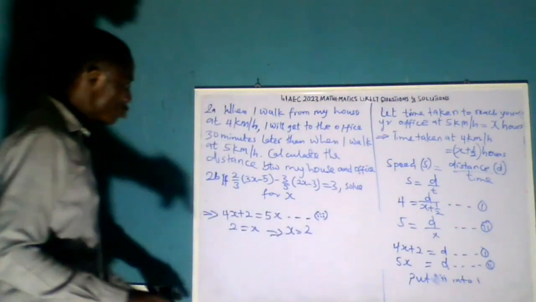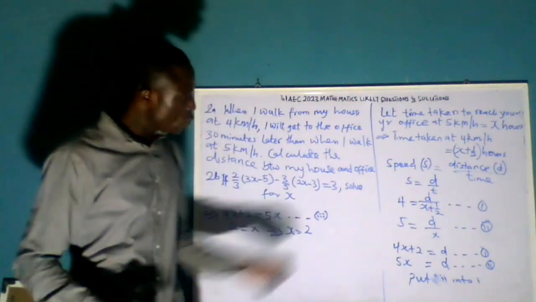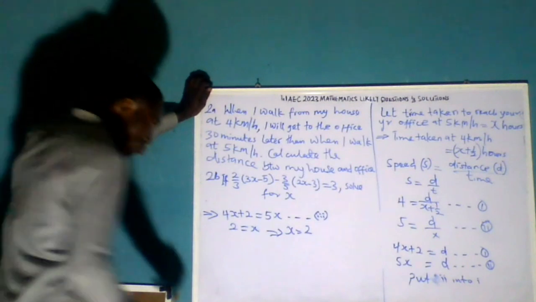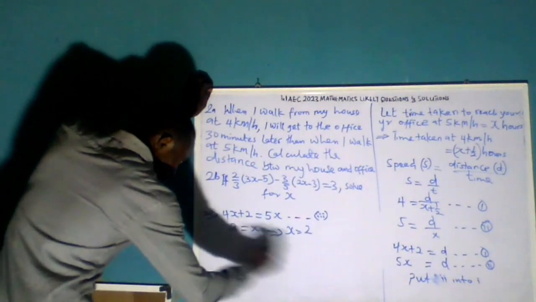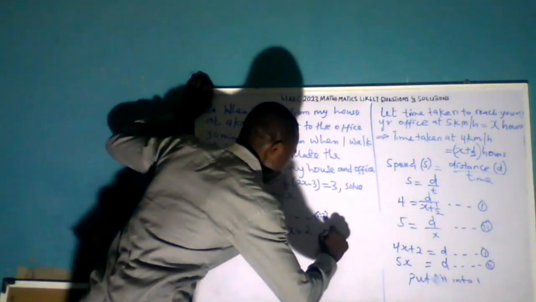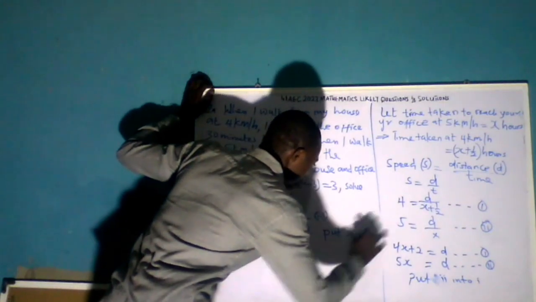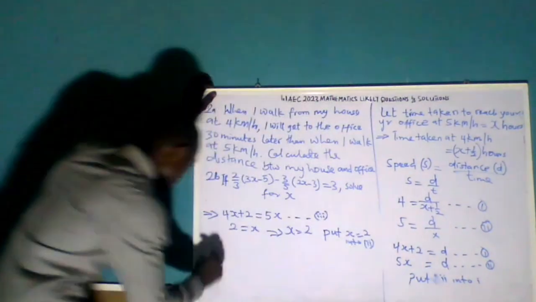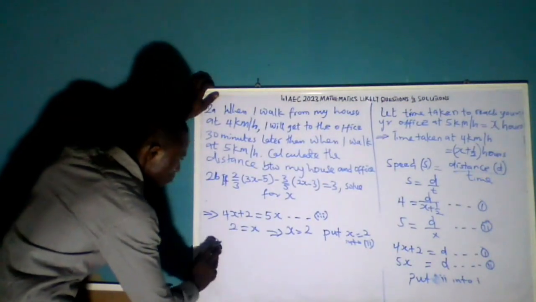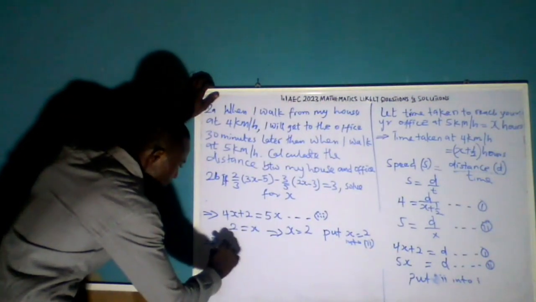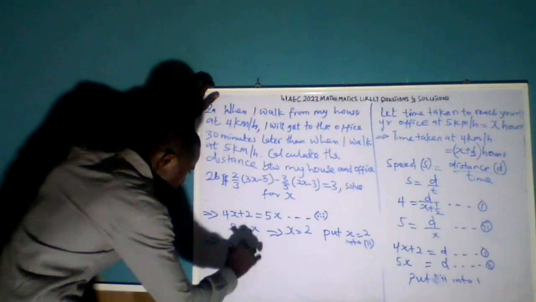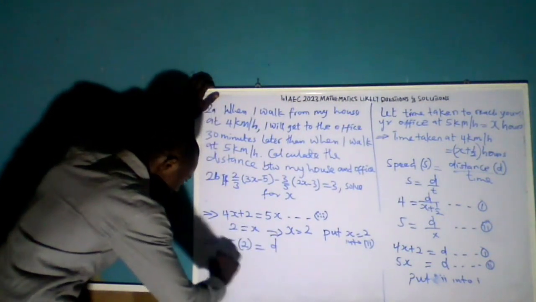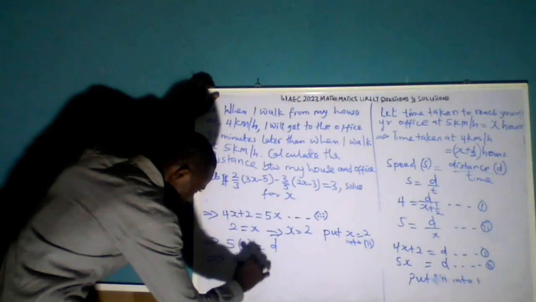And if x is equal to 2, then we can substitute x into either equation 1 or 2. Substitute x into equation 2. Put x equals 2 into equation 2. So that will imply that 5 into brackets 2 equals d. And that means that d is equal to 10.